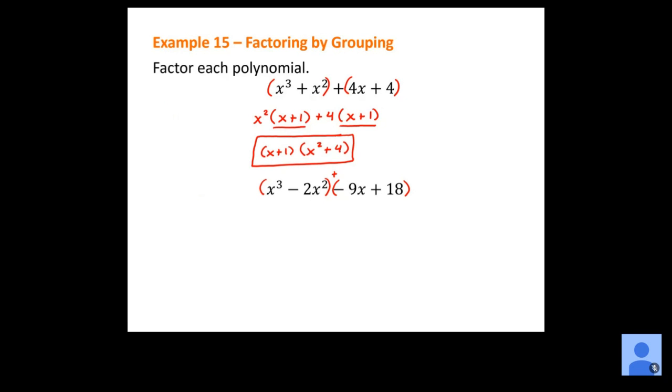All right, so now if we look at the first set, between x cubed and negative 2x squared, the only thing they have in common is x to the 2nd power. So I'm going to factor out x squared. X cubed divided by x squared leaves us with x. Negative 2x squared divided by x squared gives us a -2.